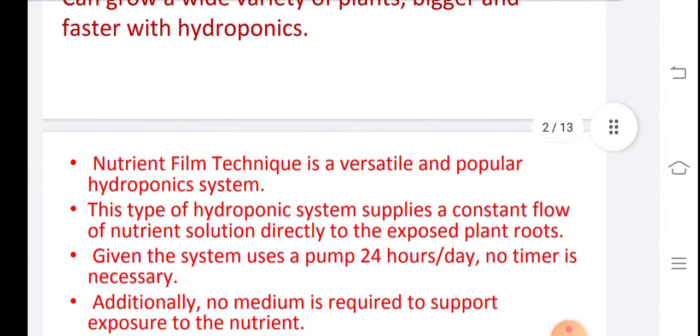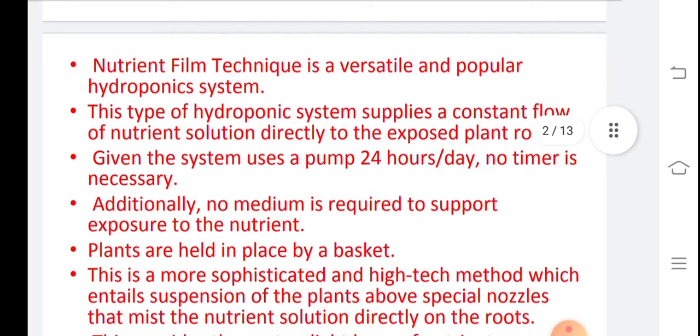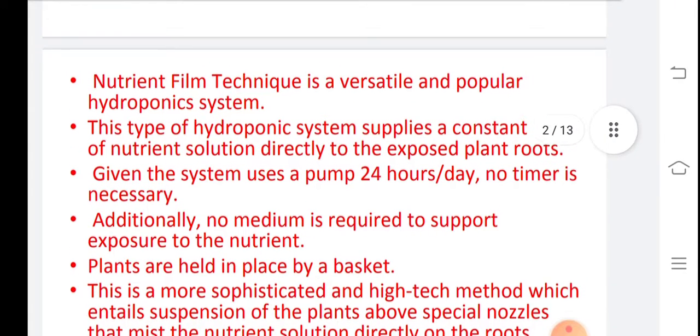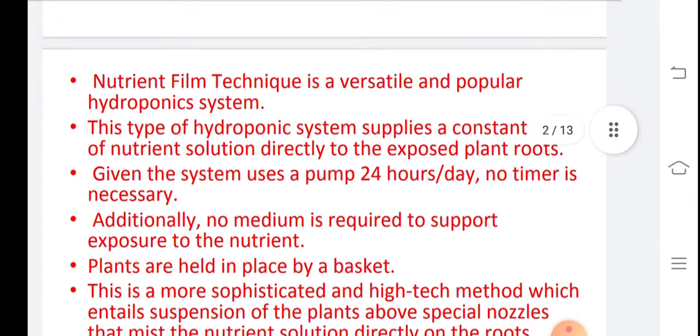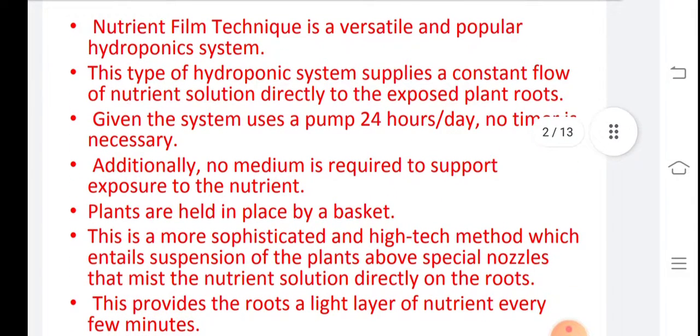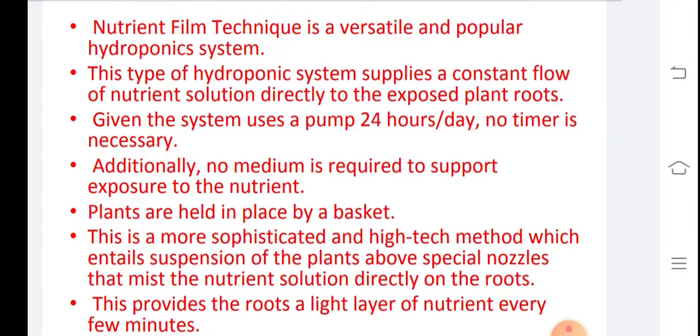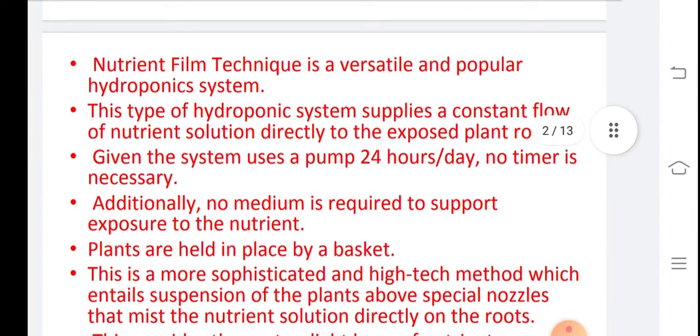So as per this, generally there are points related to the nutrient film technique. It is supposed to be a versatile and popular hydroponic system. So versatile, that is, whether it is the only one or different from the others. Commonly we are calling it versatile.